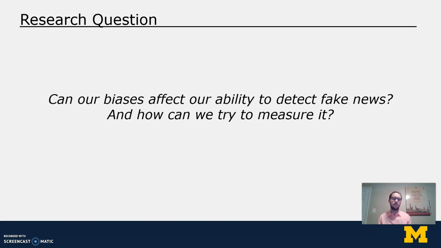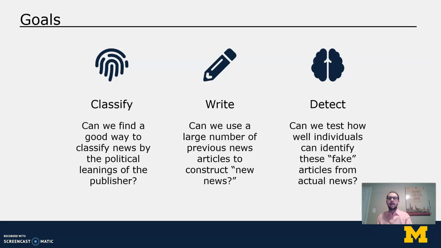So our research question, what we wanted to explore, is how can our biases affect our ability to detect fake news, and how can we try to measure that? So our goals: first, can we classify news? There's a general understanding of which news sources might have what bias, but is there anything we can look at in the text of those sources to find a way to actually classify that bias? The second is, can we write any news from this? If we take a large number of previous articles, can we write a new article? And lastly, detect. Once we create these fake articles and present them to a real person, will they be able to tell the difference?